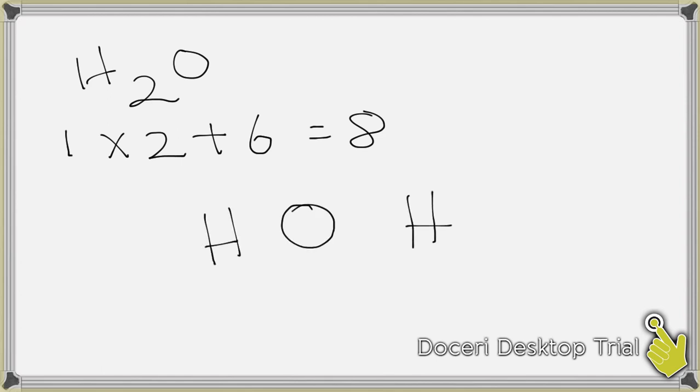And then I need to distribute these 8 valence electrons between these atoms. First, you give the octet to the terminal atoms. So 1, 2, 3, 4, you have 4 remaining, making 8. This is how you draw the Lewis structure.